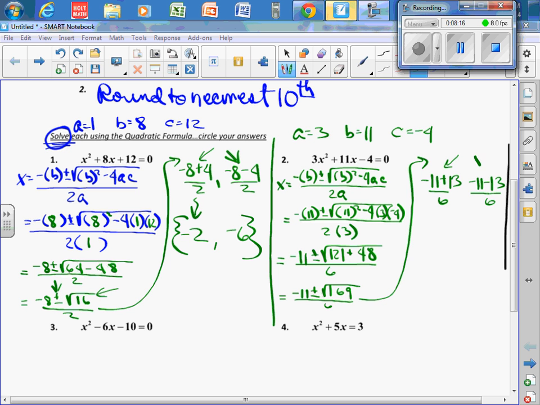Write out your two different numbers here. Negative 11 plus 13 is 2 over 6 is 1/3. And negative 11 minus 13 is negative 24 over 6, which is negative 4. So our two answers here are 1/3 and negative 4. Now that's not the point 1/3 and negative 4. This parabola crosses the x-axis at 1/3 and negative 4.